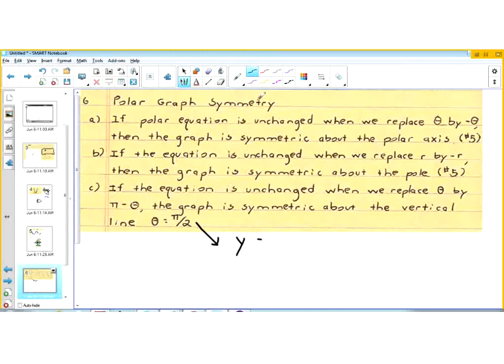An example of this would be r equal to, say, 2 sine theta when we did that example. That graph was symmetric about the vertical line theta equals pi halves. I don't expect you to memorize these, but if you happen to think that there's symmetry in your polar graph, then you can refer to this topic and use it as a guide for checking the symmetry in your sketch for verification.